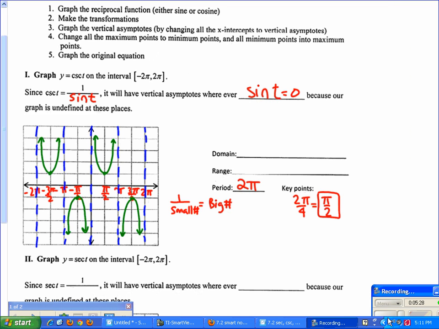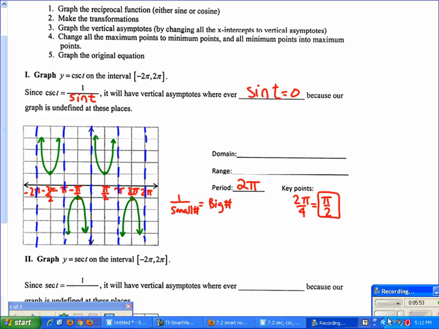So after we erase that sine graph out of there, this is what our parent graph for the cosecant looks like. Now for this, notice that our graph still repeats from 0 to 2 pi, because we have a part of a graph that goes up and then it goes down and then it starts to repeat. So that's why our period was still 2 pi and the key points were pi over 2. Now for this though, the range is different and also the domain is not the same.